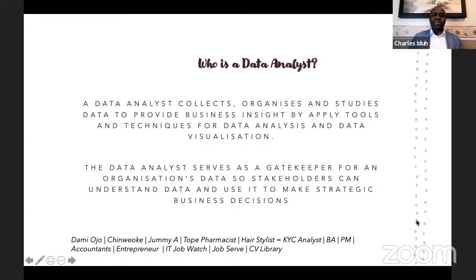All right, and we also said a data analyst serves as a gatekeeper for an organization's data, so stakeholders can understand the data and use it to make strategic decisions.